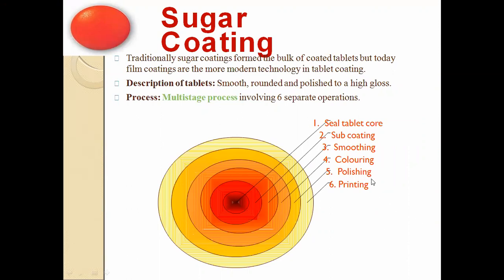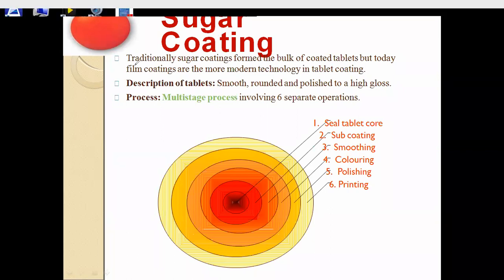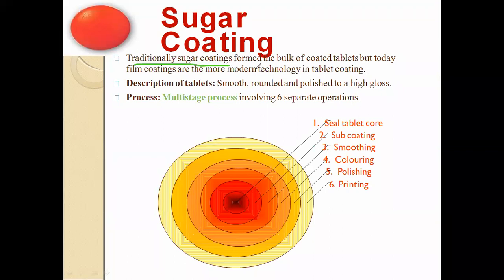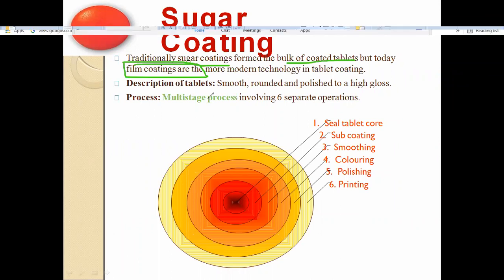Now let's talk again in detail about sugar coating. It is one of the oldest methods used for coating. Traditionally sugar coating formed the bulk of coated tablets, but today it has been overtaken by film coating, as the modern technology used today for coating has evolved.